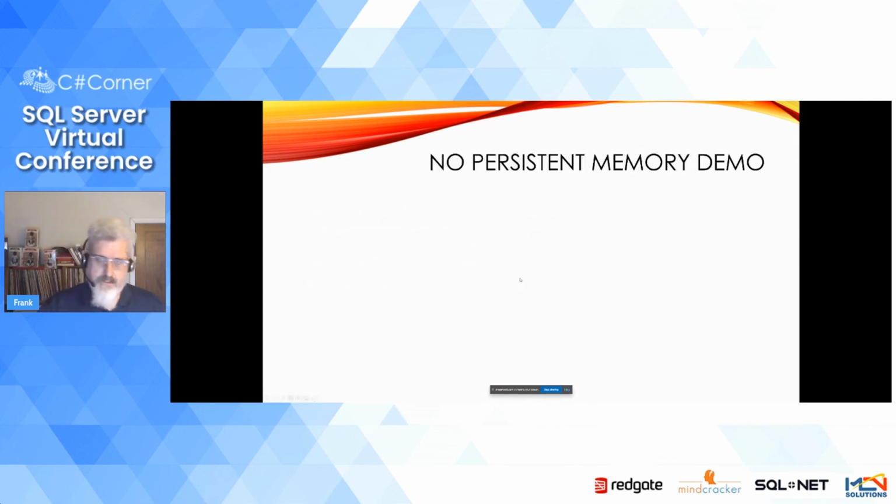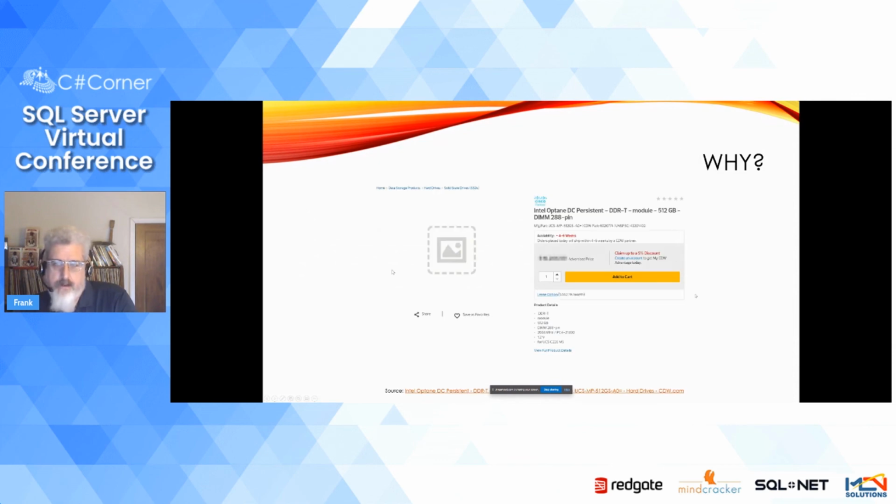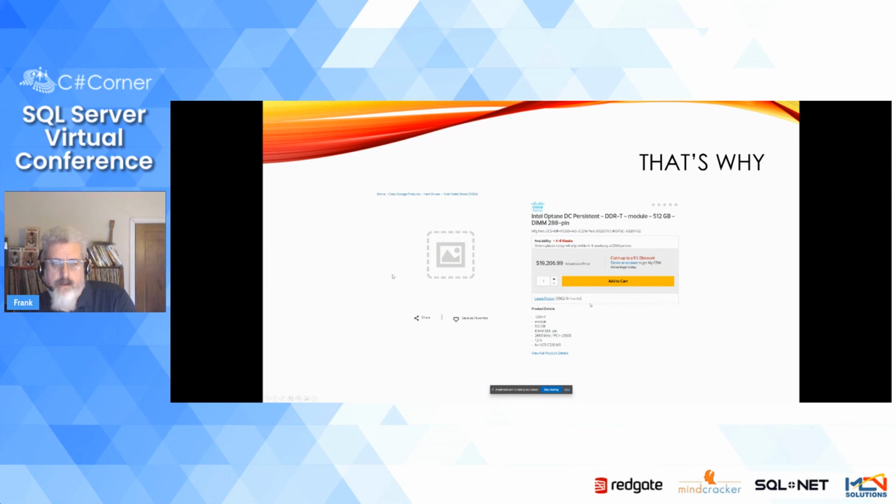So with that, I will explain that I don't have a persistent memory demo. And this screenshot is a couple of weeks old, but the reason why is this is a page from CDW, and this is for a single Intel Optane persistent DDR stick. So this is 512 gigabytes in size, and as of about 2 weeks ago, was just over $19,000. So this is not a hobbyist's hardware.